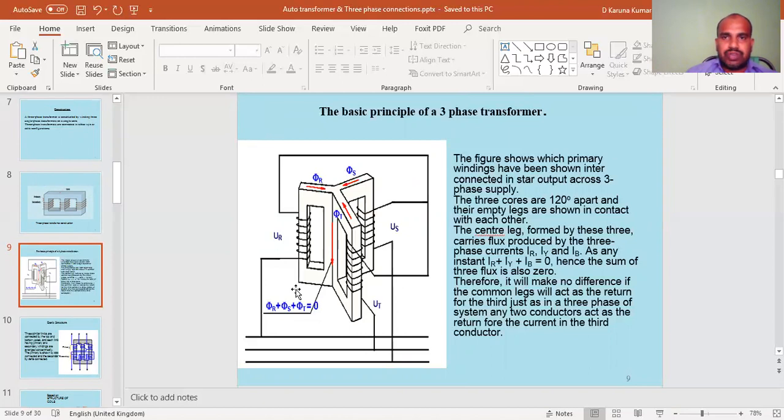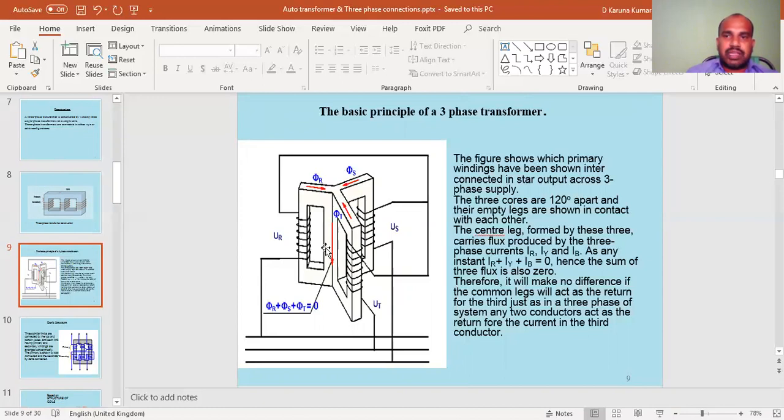What is the basic principle of three-phase transformers? The primary windings are interconnected in star, and the output is across the three-phase supplies. The three cores are 120 degrees apart; the angle between this core and this core is 120 degrees. The three legs are shown connected to each other.